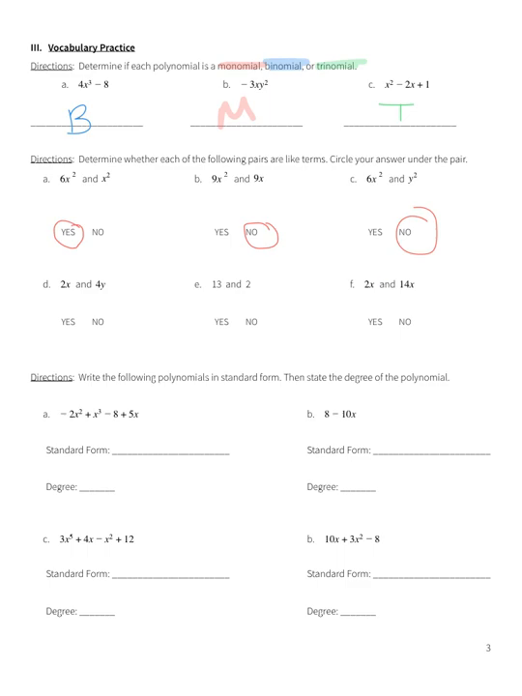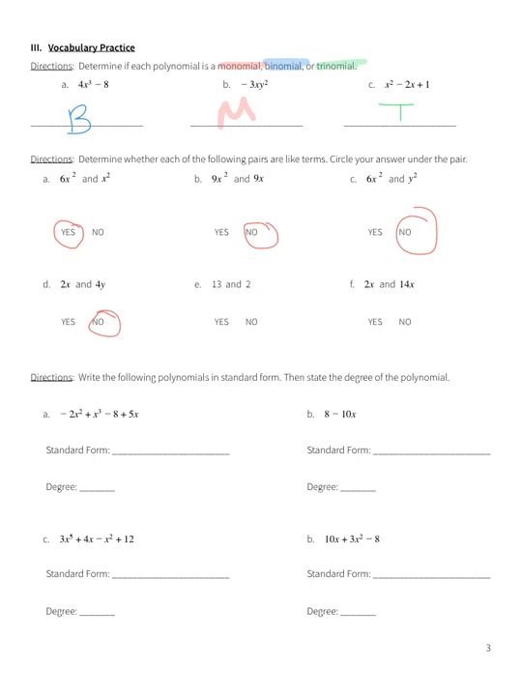Okay, hopefully you tried these on your own like I asked. I'm sure you did because you guys are all wonderful students. So here we are. We have 2x and 4y. You should have circled no. They're different variables.